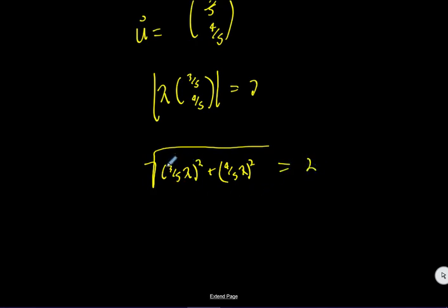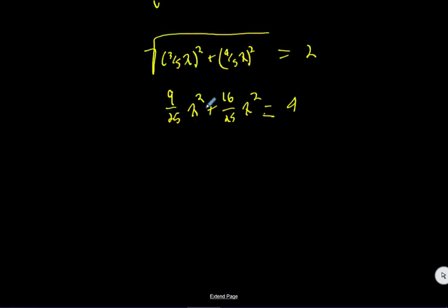Square both sides. This is going to be 9/25 lambda squared plus 16/25 lambda squared, and when I square both sides I get 4. You can see these are like terms. I can put them together, and it's going to be lambda squared, because 9 plus 16 is 25, and 25 over 25 is 1, equals 4. Then take the square root, and lambda is going to be plus or minus 2.